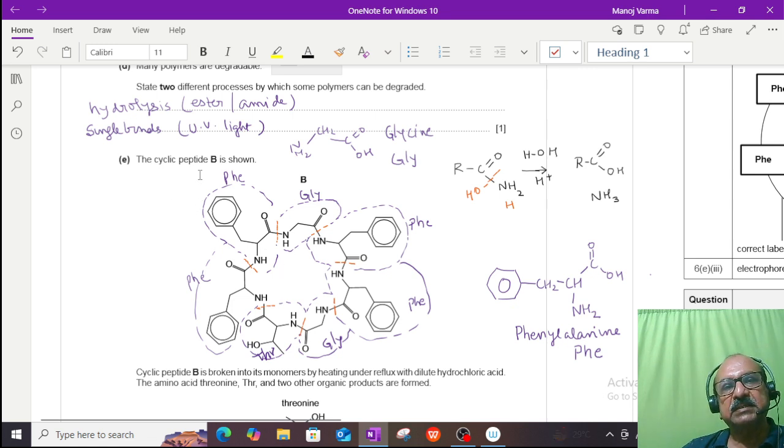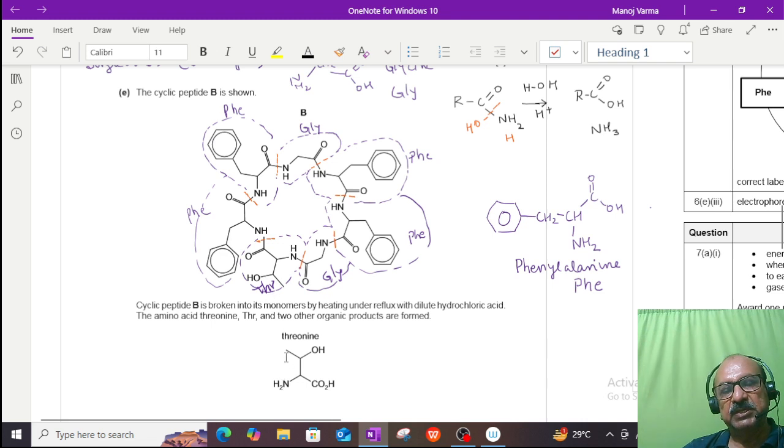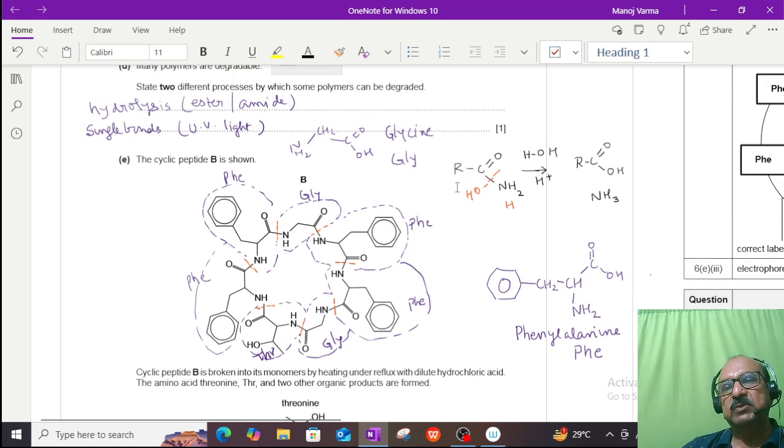So this is the cyclic peptide B, and it is broken into its monomers with dilute hydrochloric acid, and one of the amino acids is threonine, which is shown here, and you have to find out the other organic products. So basically you should be very familiar with the hydrolysis reaction with dilute hydrochloric acid, which occurs in a peptide or in an amide.